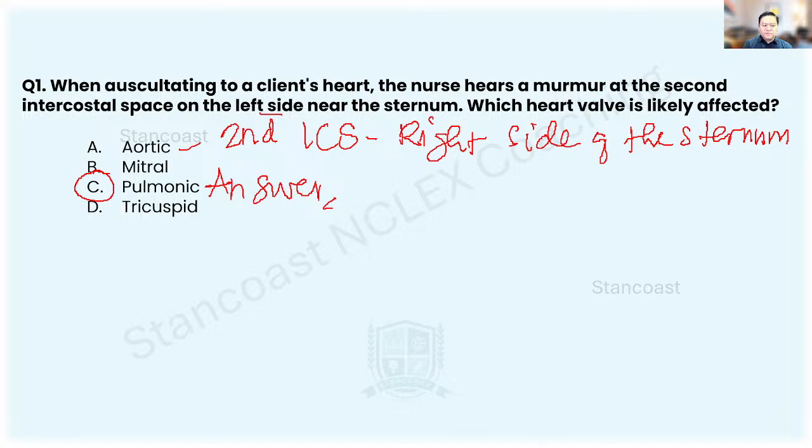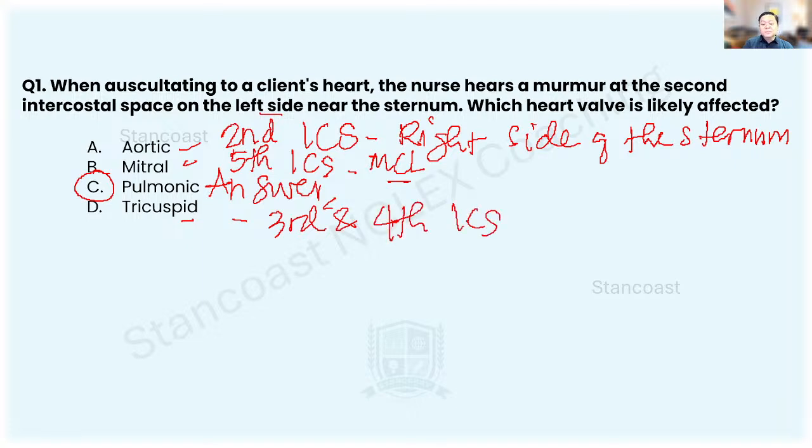What about the mitral valve? It is also incorrect because mitral valve abnormalities are heard in the fifth intercostal space in the midclavicular line. All right. Now for letter D, tricuspid, that is incorrect because this is supposed to be heard between the third and fourth ICS along the sternal border.